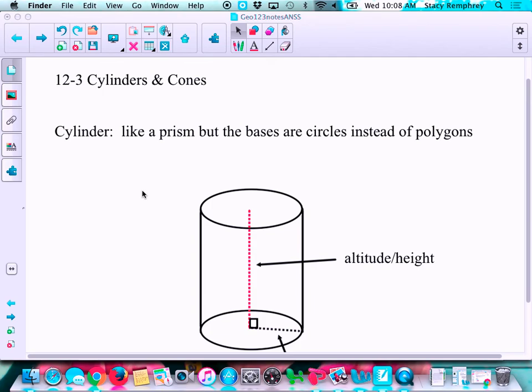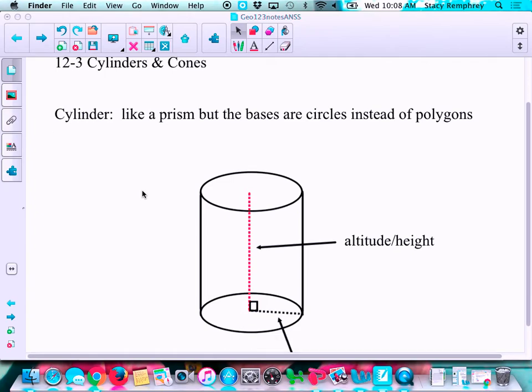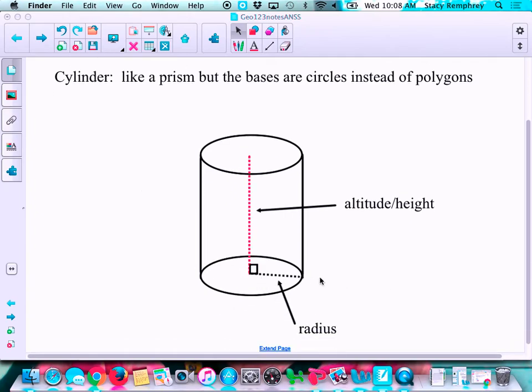Notes for 12.3, cylinders and cones. It's the same thing as a prism or a pyramid, it's just that your bases are now circles. So if you look here, the radius, and then we have the altitude. Altitude is the same thing. There's not really a lateral edge here because we don't have lateral faces.